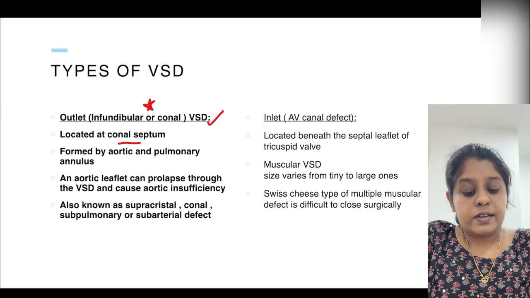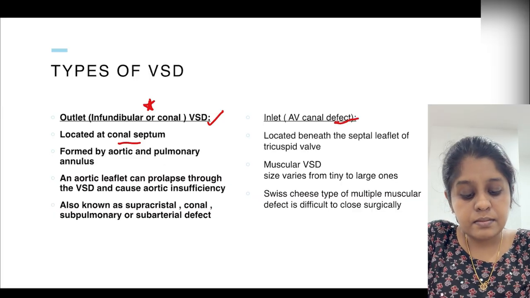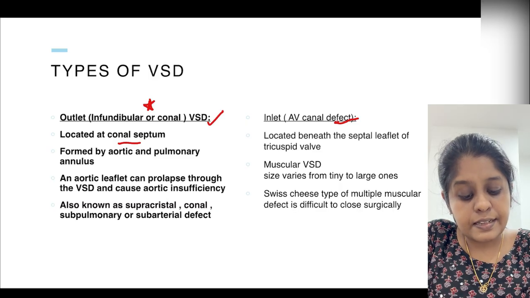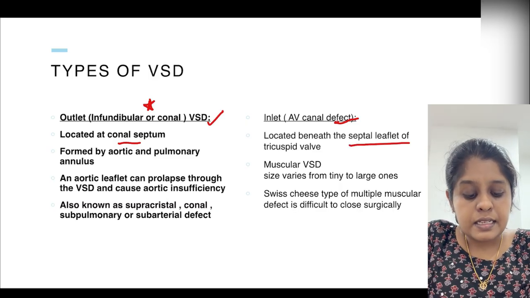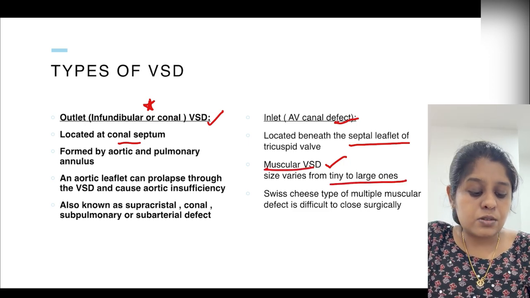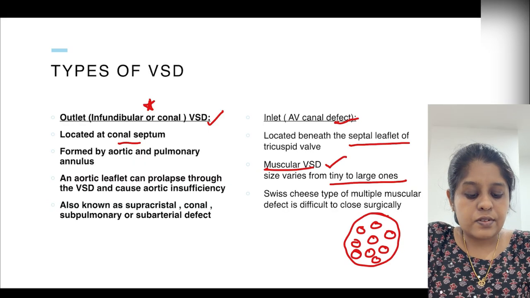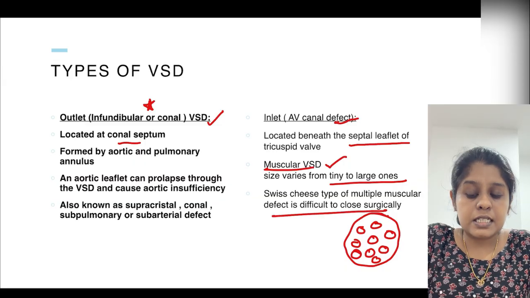Then the AV canal defect or the inlet VSD is located beneath the septal leaflet of the tricuspid valve. Then the muscular VSD, this can vary from tiny to large ones, and when there are multiple holes in the muscular septum, it is called Swiss cheese defect, and it is difficult to close surgically.